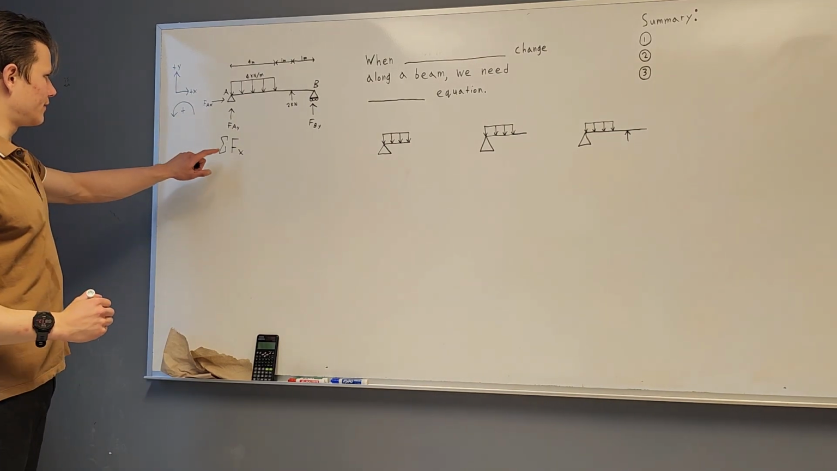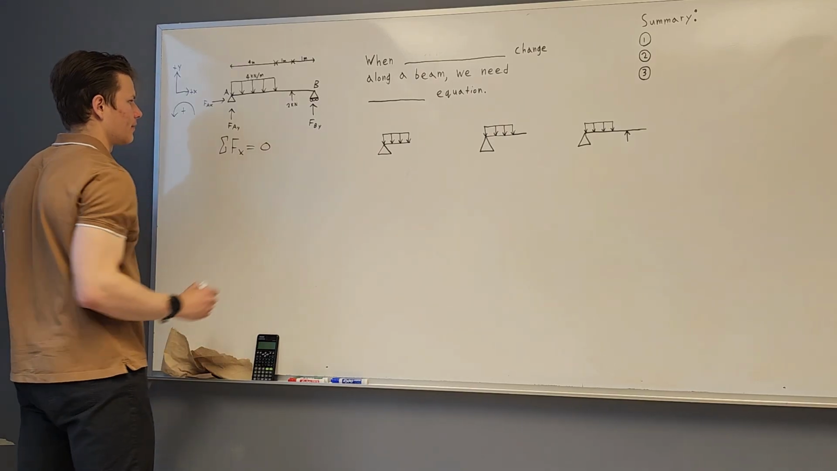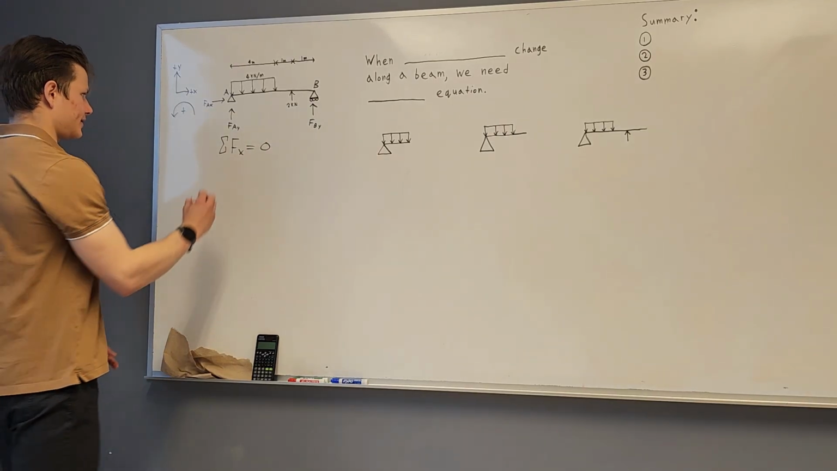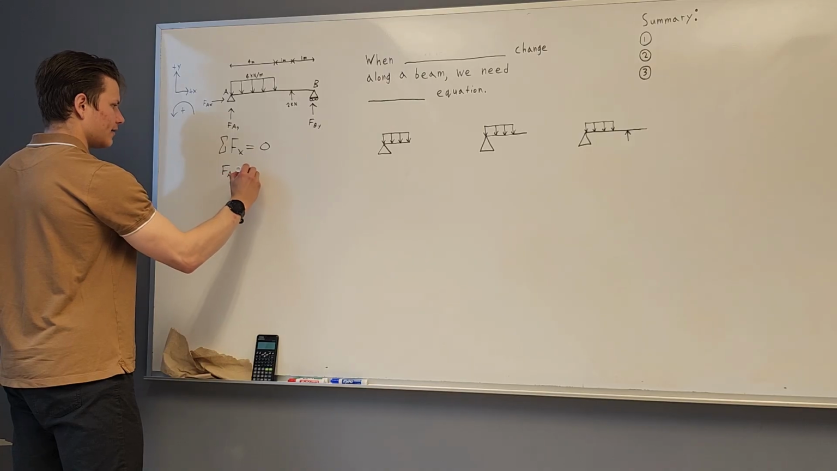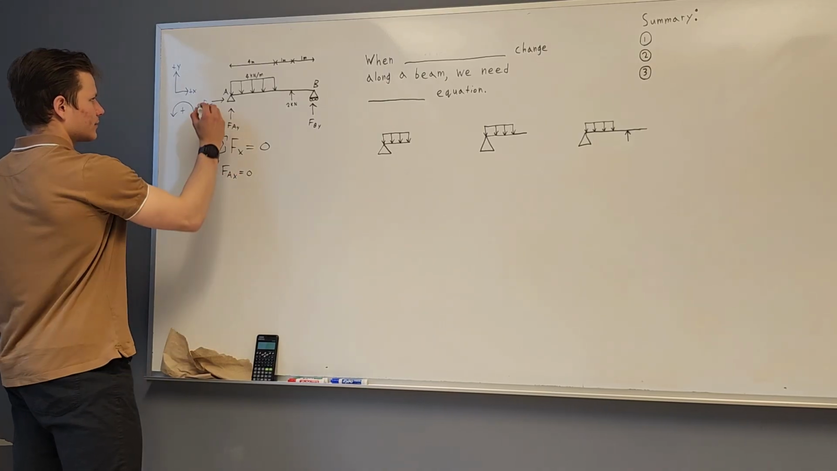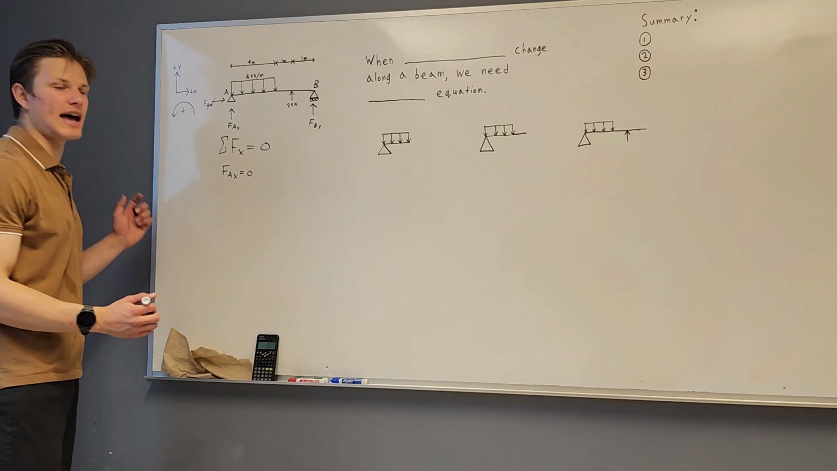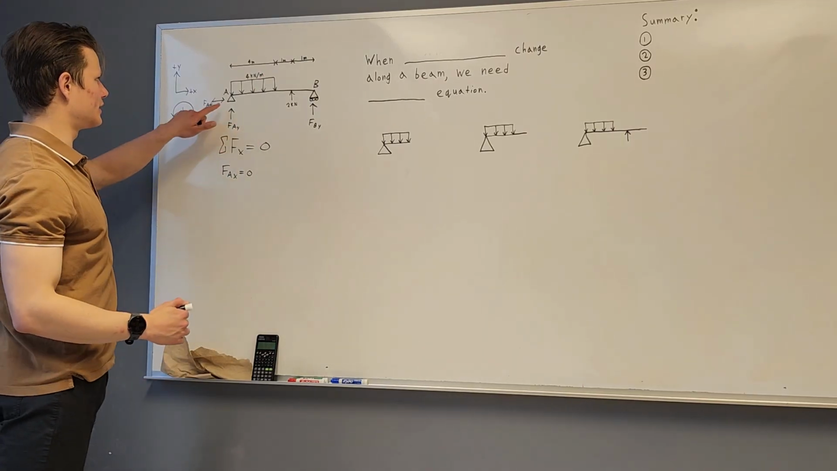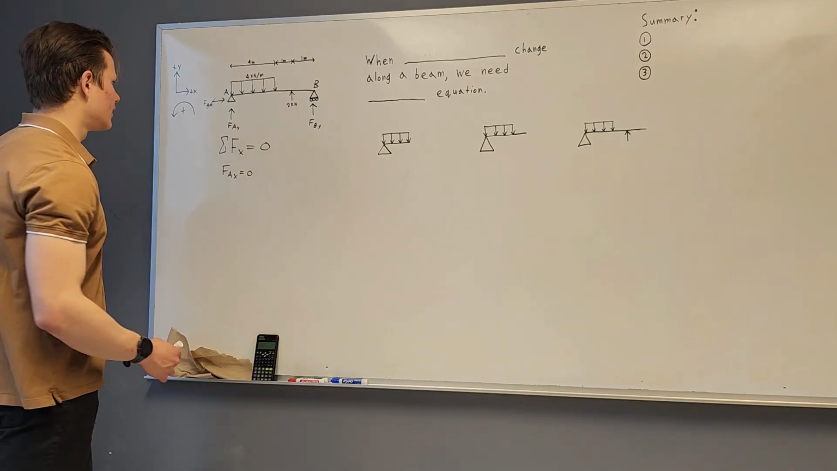So to start off, we know the sum of the forces in x is equal to 0. And so what that tells us is Fax is equal to 0, which makes sense because we do not have any loads acting in the horizontal direction. So this support does not need to resist any loads in the horizontal direction.